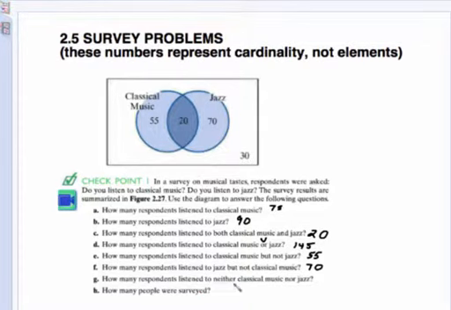How many listen to neither classical music nor jazz? That has to be this 30 right here. And how many people were surveyed? It's a matter of adding all of this up. If you add all this up, you'll get 175 people were surveyed.